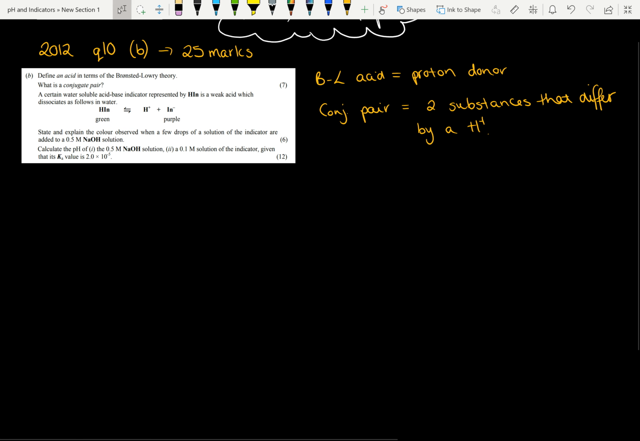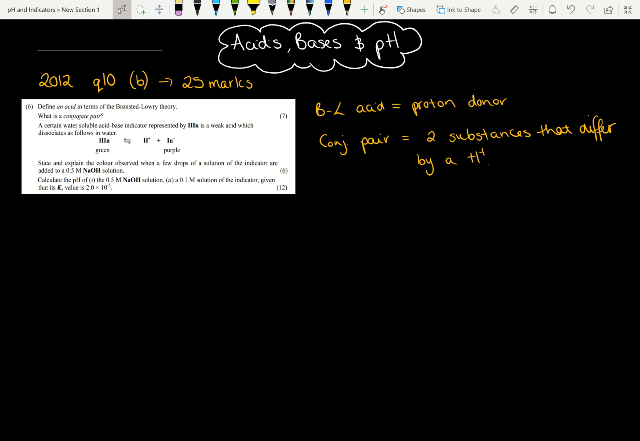Okay, so then they give us an equation for the dissociation of a weak acid, which is also an acid-base indicator. So they're using this HIn to represent the fact that it's an indicator, but also it contains this hydrogen ion, so it is a weak acid. And it dissociates to produce that H+ ion and the In- ion. And we know that that ion is purple, but when it has not dissociated, it is green.